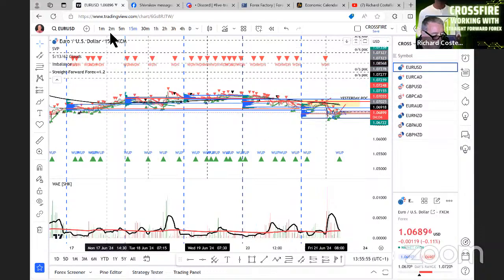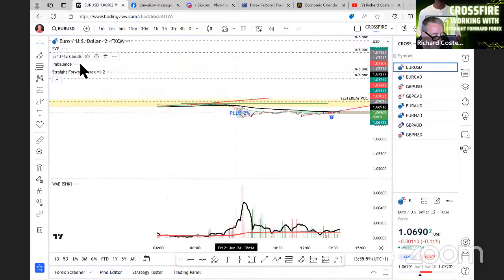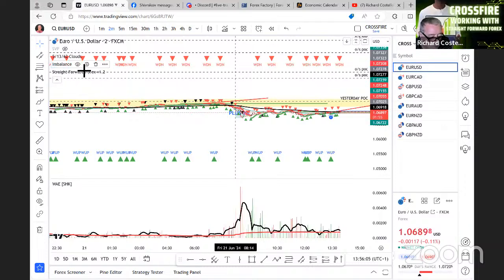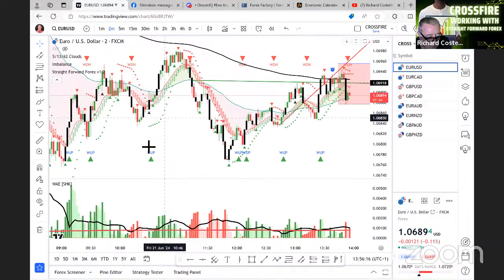And if I go back down to 2 minutes, if I take off these indicators, that's SVP and imbalance, and then if I right click and reset that chart, there we go.